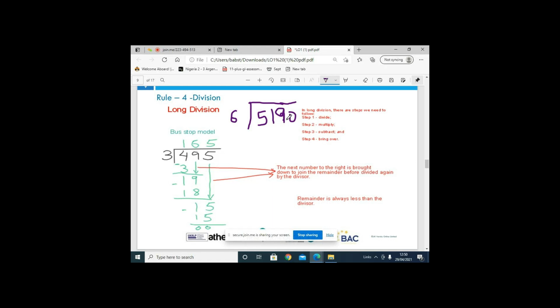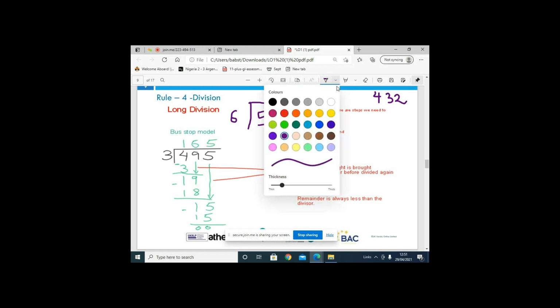Yeah. The answer is 432. Is that what you got? Yes. So look at this one now. I'm going to use a different pen so that you can understand. You can always differentiate between the answer and what you are doing.